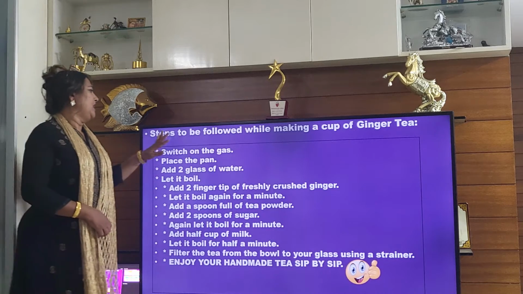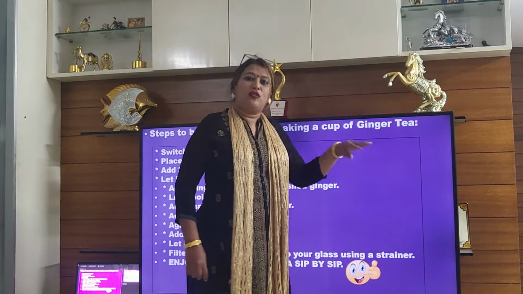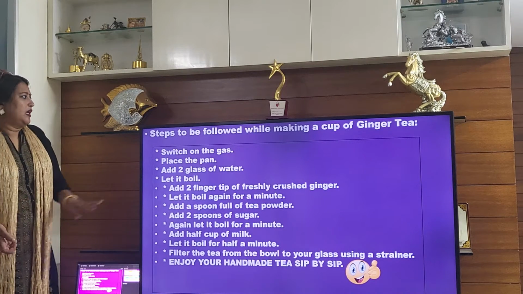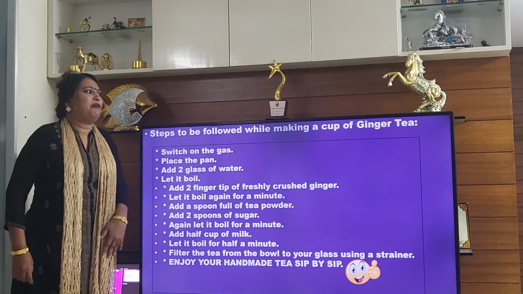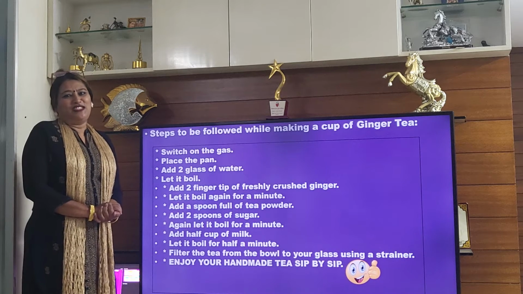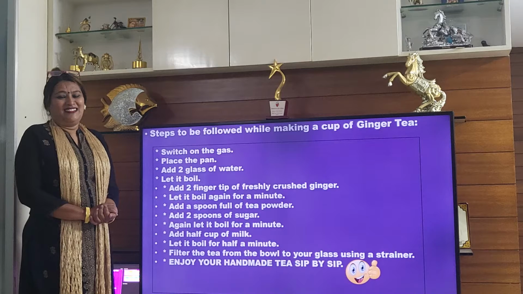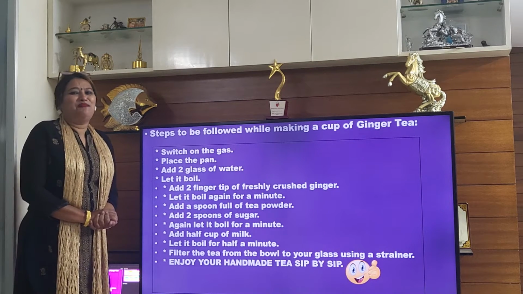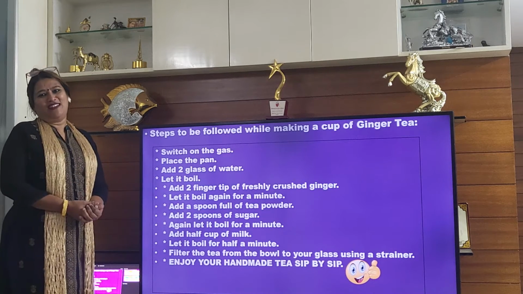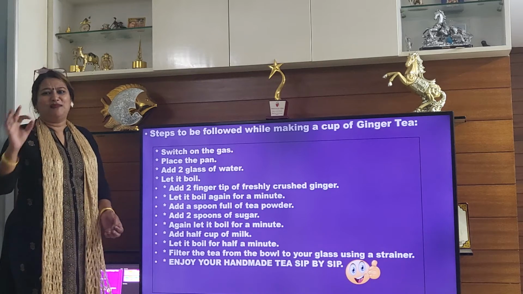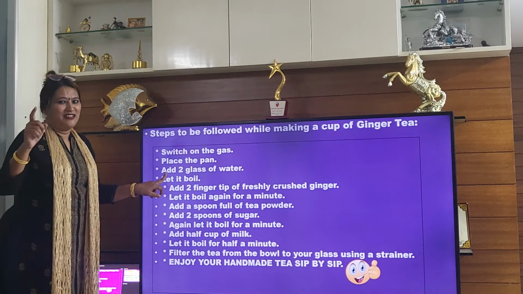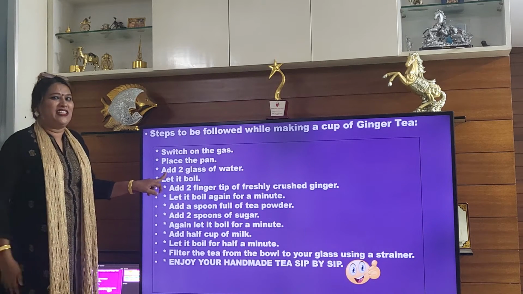Now, steps to be followed. See, now here we talk about the process. Steps to be followed while making a cup of ginger tea. Oh my God, I love to have a cup of ginger tea from my friend. One of my friends, Lee, makes an awesome ginger tea. I'll be desperately waiting to have a cup of ginger tea from her. Awesome tea she makes. So actually I got the recipe from her. You try it, children, it will actually refresh you like anything.